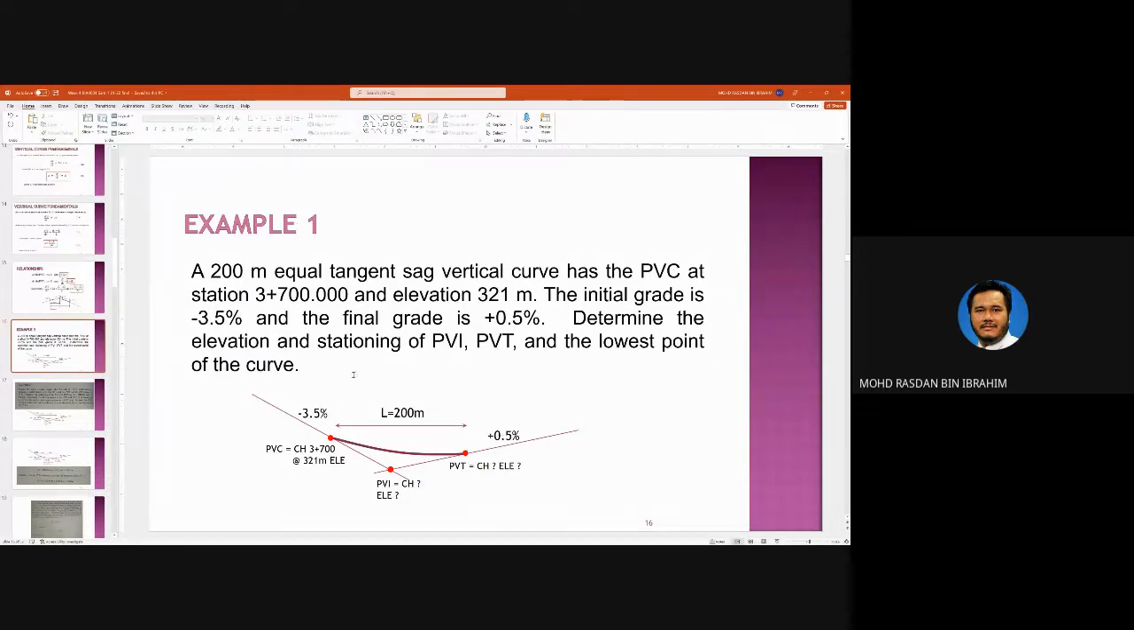So the station, PVC here, the station is chainage 3 plus 700. Okay, chainage 3 kilometer and 700 meters, or it is 3,700 meters from the starting point. Okay. The elevation is given, 321 meters from mean sea level. So initial grade negative 3.5, final grade positive 0.5. So determine the elevation and stationing of PVI and PVT. Also determine the lowest point on the curve. Where is the lowest point?